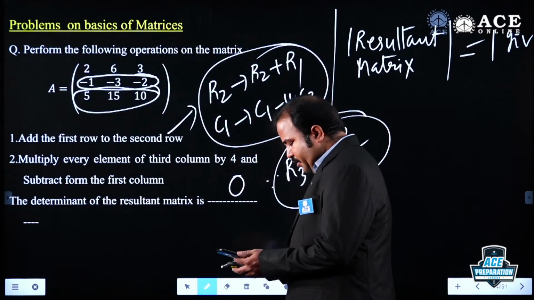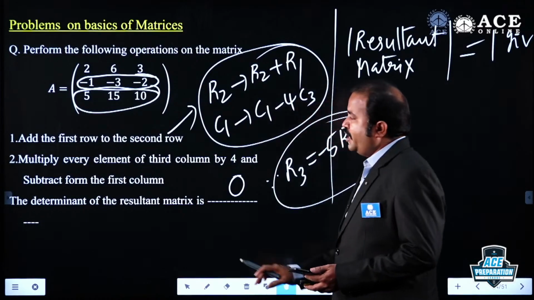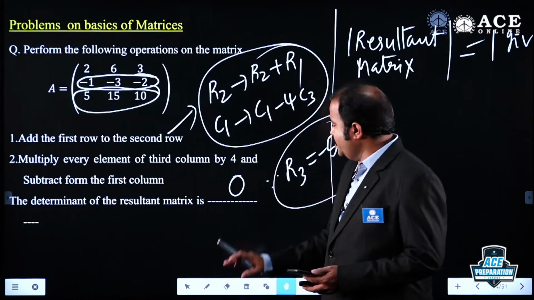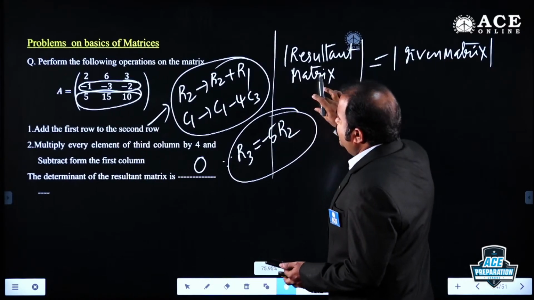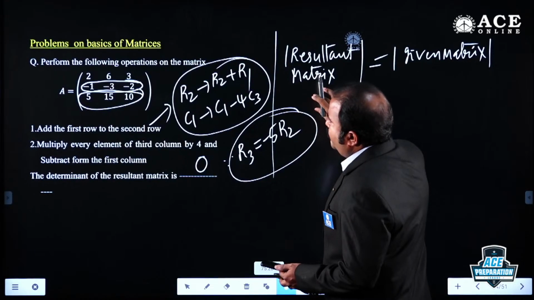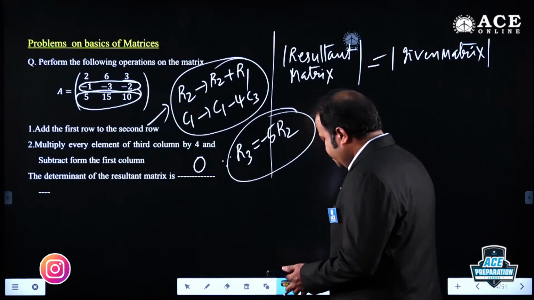Yes, Nirisha is saying that 0. Yes, 0 is the correct answer. Am I right? Understood or not? Very good example on properties of determinant. Without any calculation, directly using the properties, we can answer these types of problems. So I am moving to the next question.